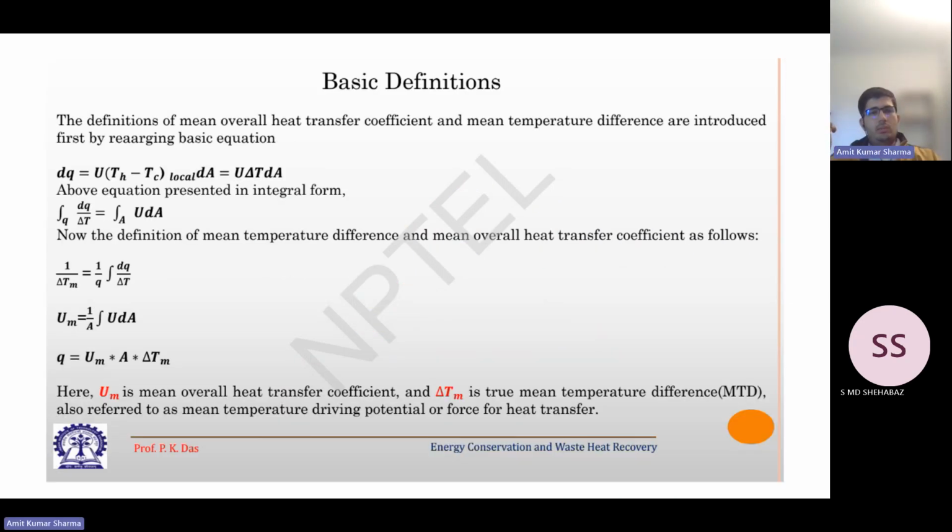Now there are some basic definitions also, like heat transfer. You can say dq is U, temperature difference, and area: U del T dA. This is for local. So for the complete, you can use q equals Um A del Tm, where Um is the overall heat transfer coefficient, and del Tm is the true mean temperature difference, MTD. We have used this formula in our questions.